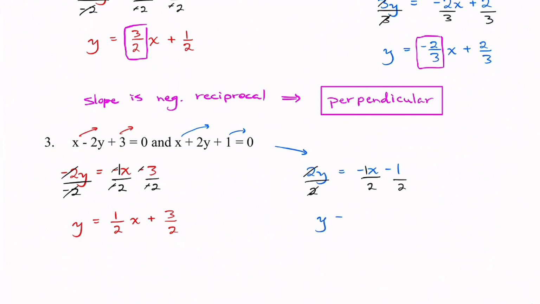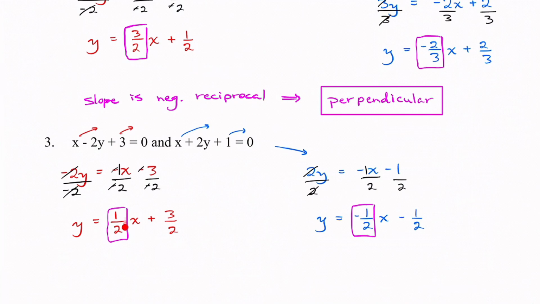So we get y equals negative 1 over 2 x minus 1 over 2. So circling the slopes, this one, the slope is 1 over 2. Circling the slope of this one, it's negative 1 over 2. So I can see that the signs are opposite. This one's positive, this one's negative. So it's kind of like the last one, where they're opposite signs, but they didn't flip like the second one.